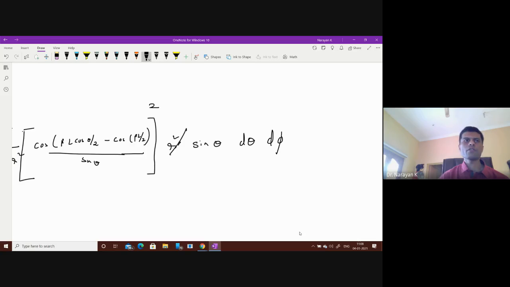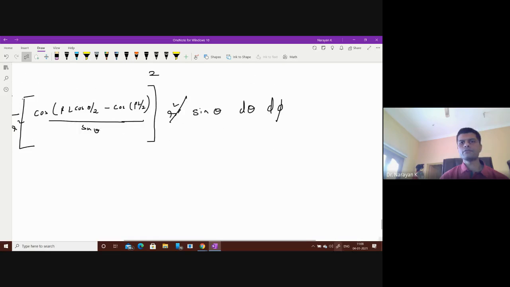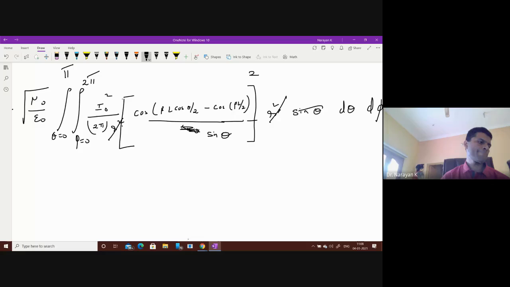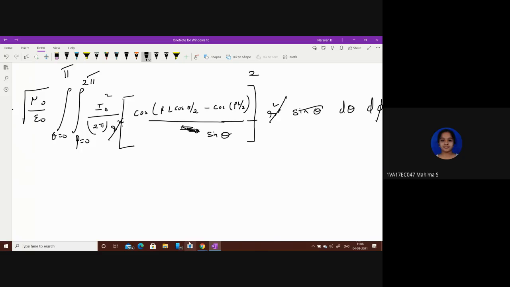So this r square will get cancelled with this r square. This will be sin square theta, so this sin theta will get cancelled. So the square will only exist up to here. Agreed. So this will be only sin theta. Agreed. Yes, sir.